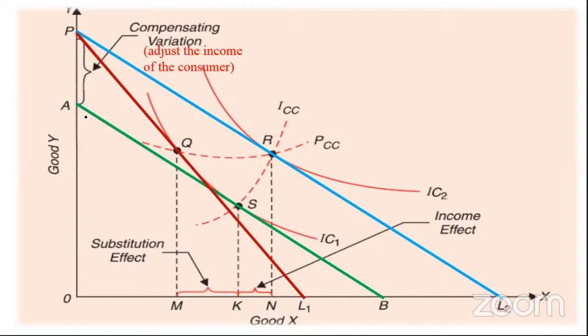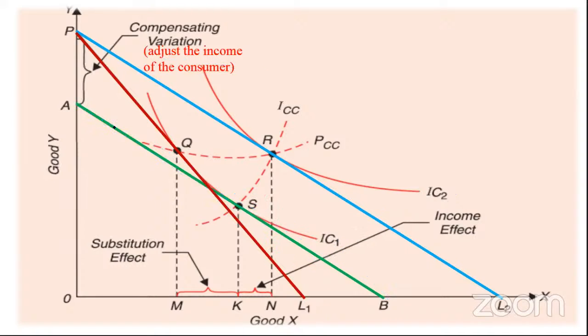One more condition is there: the parallel budget line must be tangent with the indifference curve. Why? Because we are adjusting the income to get the consumer back from IC2 to IC1. So the budget line AB must be tangent with IC1. This is the equilibrium position when budget line AB is tangent with the initial indifference curve, the consumer equilibrium position. So we take care to draw the compensating budget line tangent with the initial indifference curve.